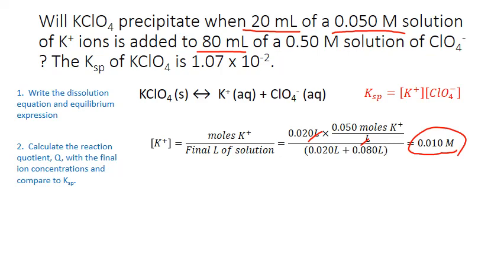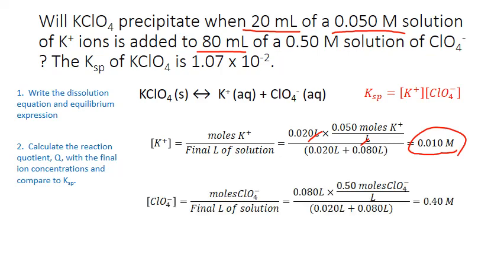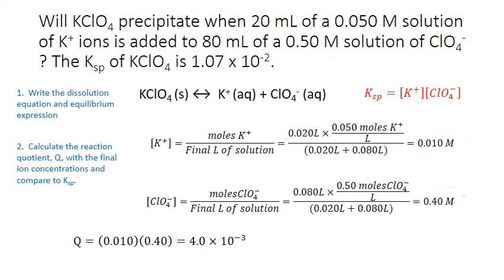We do the same thing with our perchlorate ion, except that for determining the moles of perchlorate, we have to use the volume of perchlorate times the initial concentration of that perchlorate solution. And we get a new concentration after mixing for our perchlorate of 0.40 moles per liter. These are the values that we substitute into our equilibrium expression to solve for Q. So Q then is equal to 0.010 times 0.40, or 4.0 times 10 to the negative third.